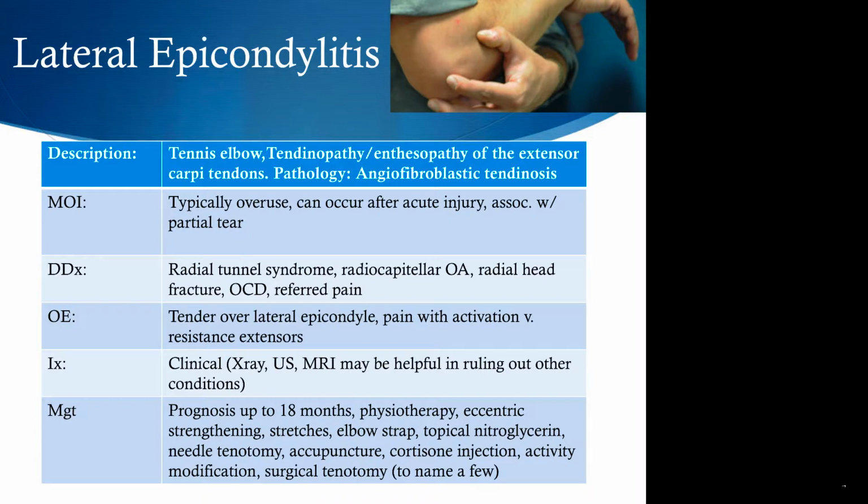Imaging is mostly a clinical diagnosis. However, if you're concerned about something else, like for example a complete tear or a high-grade partial tear of the extensor tendons, you can consider ultrasound. X-ray if you're concerned about an underlying osteoarthritis or an osteochondral defect, or MRI if you're concerned about an osteochondral defect and the X-ray is negative.